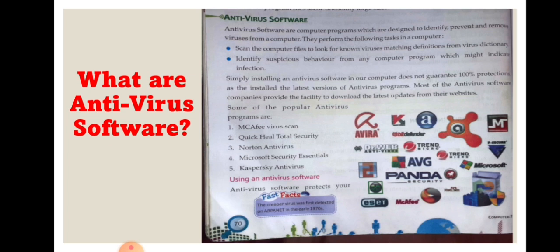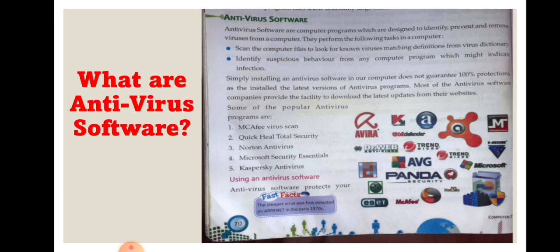Now, what is antivirus software? As I've said, if there are viruses present in our computer, that means we have to have antivirus software. Now, what is an antivirus software? Antivirus software are computer programs which are designed to identify, prevent, and remove viruses from a computer. It's written here what its tasks are: scan the computer files, identify suspicious behavior. So it is a requirement to have antivirus software.